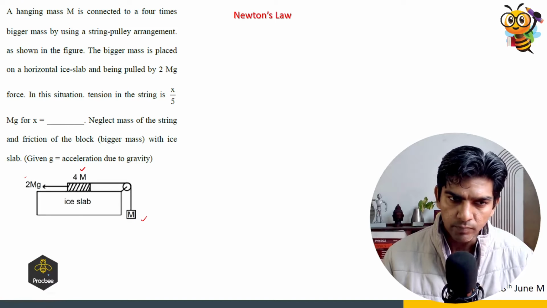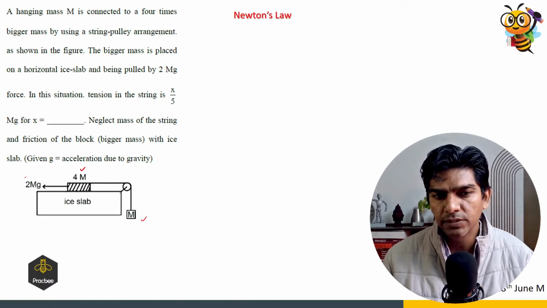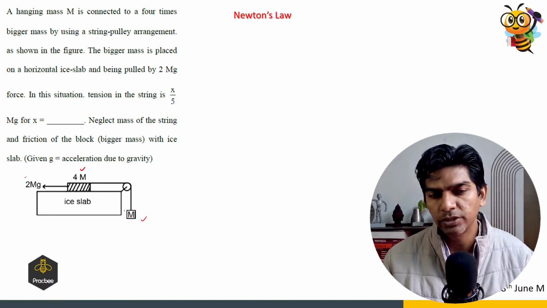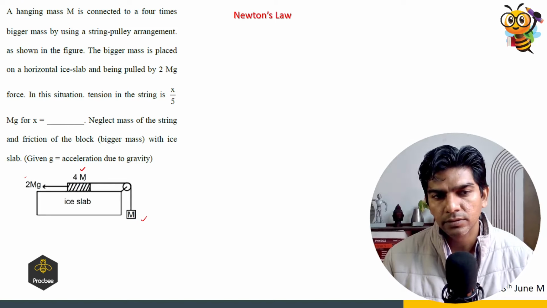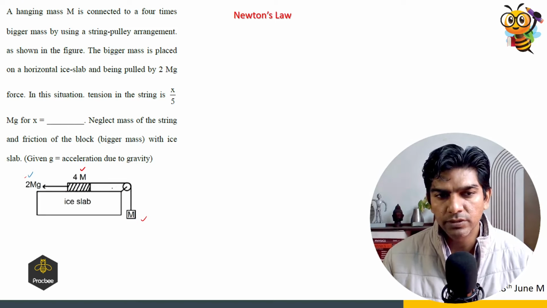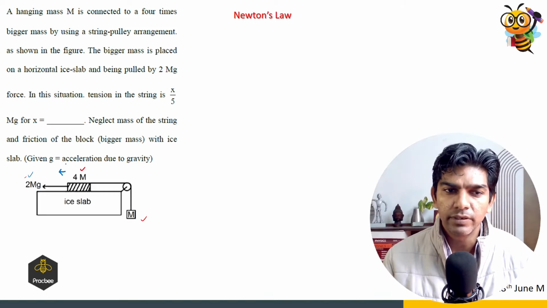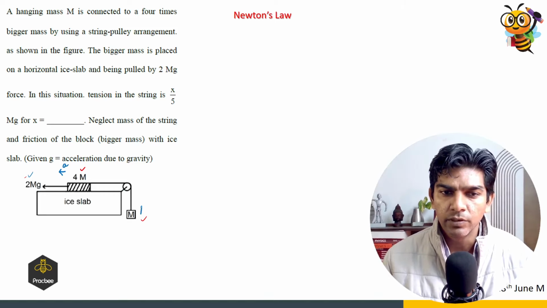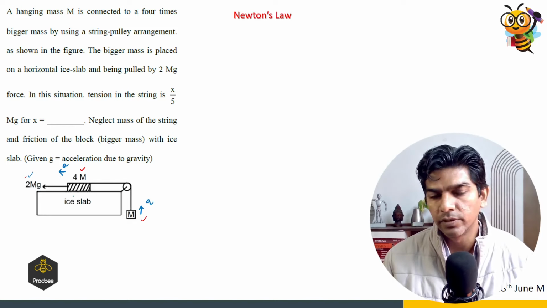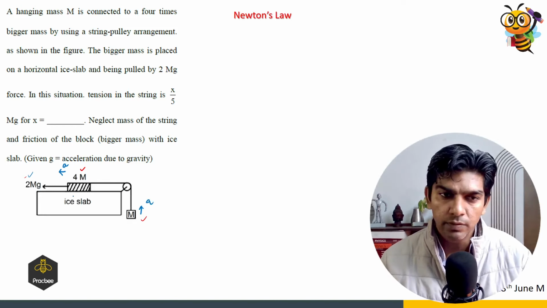So if the system is not moving, in that case we can say the tension in the string will be mg. But we are exerting a force of 2 mg in the left direction, so the system will accelerate in the left direction, right? So 4m will go in the left direction with an acceleration a, m will go with an acceleration a in the upward direction. Now there are multiple ways to solve this question.